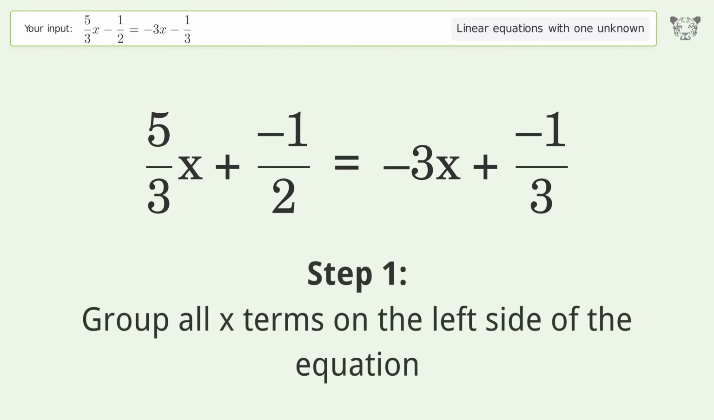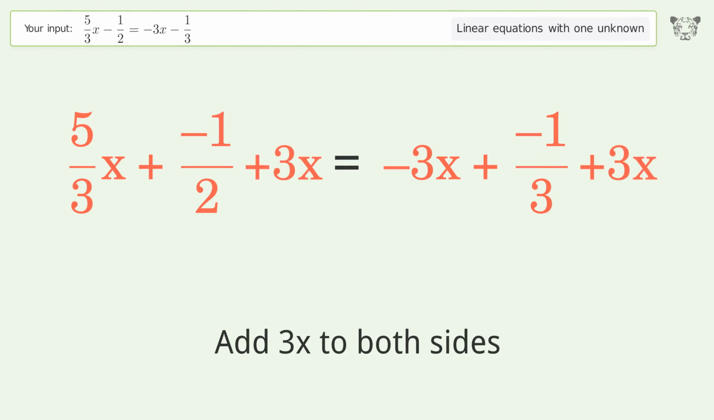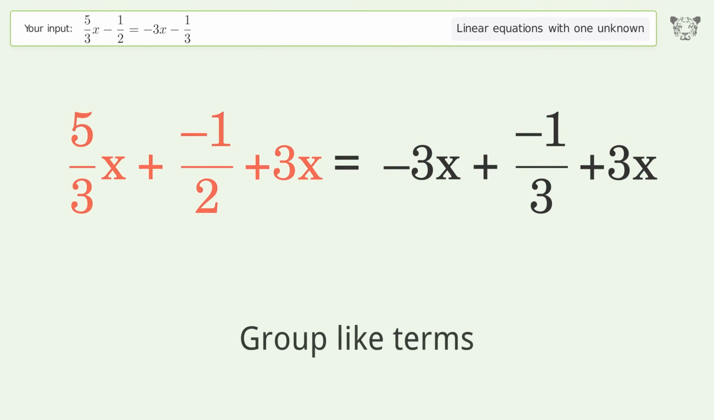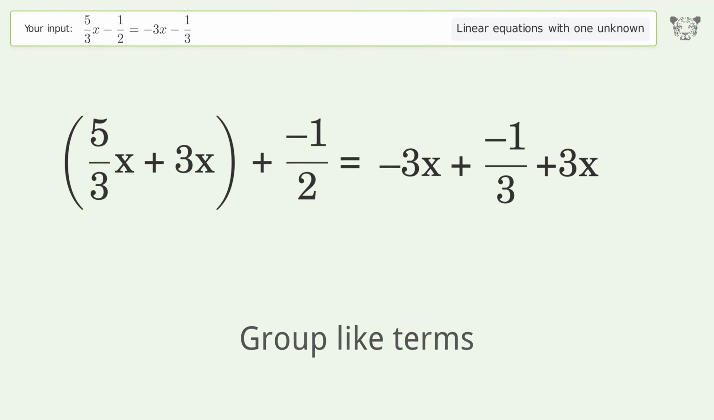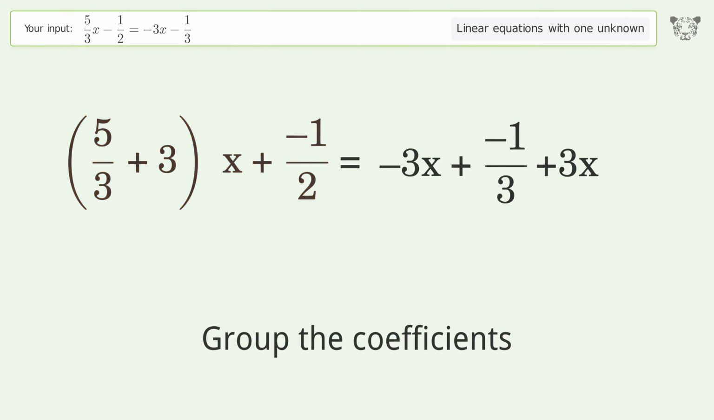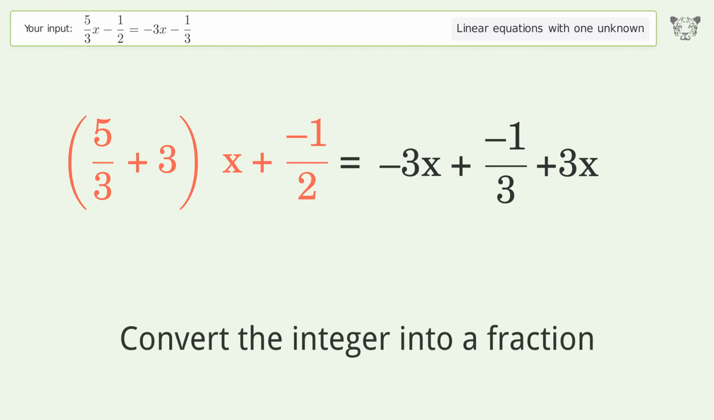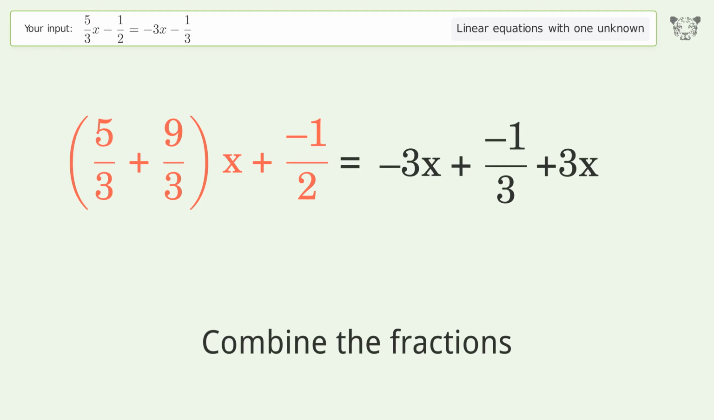Group all x terms on the left side of the equation. Add 3x to both sides. Group like terms. Group the coefficients. Convert the integer into a fraction. Combine the fractions.